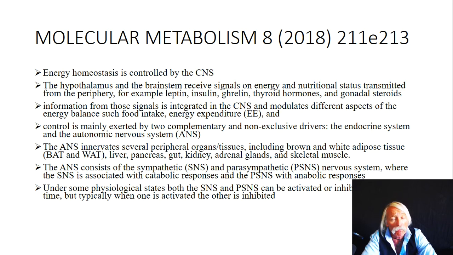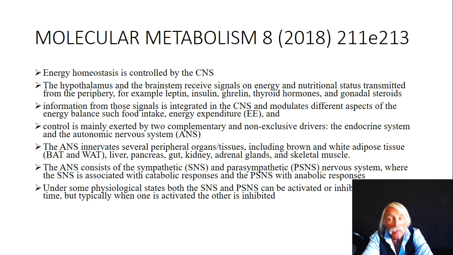Particularly, the hypothalamus and the brainstem receive signals on energy and nutritional status transmitted from the periphery. For example, hormones like leptin, insulin, which we all know comes from the pancreas, ghrelin, which comes from the stomach, thyroid hormones from the thyroid gland, and the gonadal steroids. Those are just some of the ways that the brain responds with hormones. Okay, it's a lot, right? Information from those signals is integrated in the central nervous system and modulates different aspects of energy balance, such as food intake and energy expenditure. Control is mainly exerted by two complementary and non-exclusive drivers. They are the endocrine system and the autonomic nervous system.